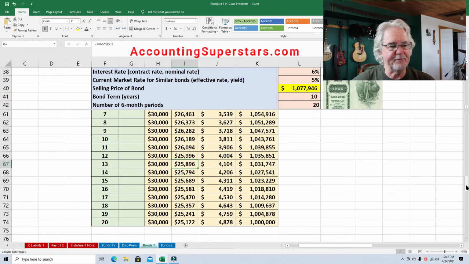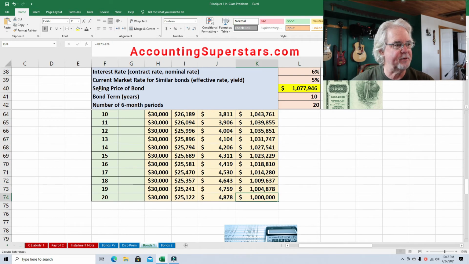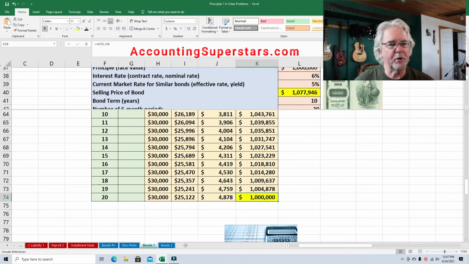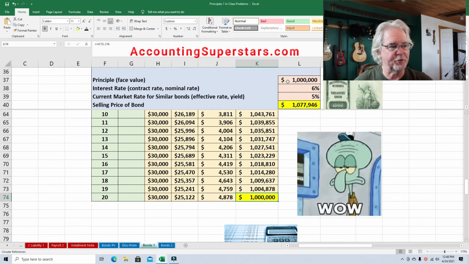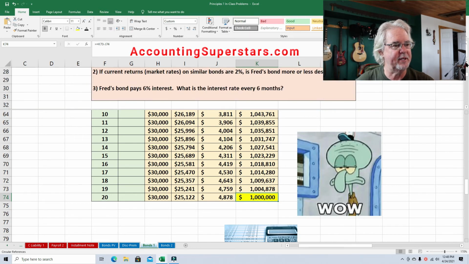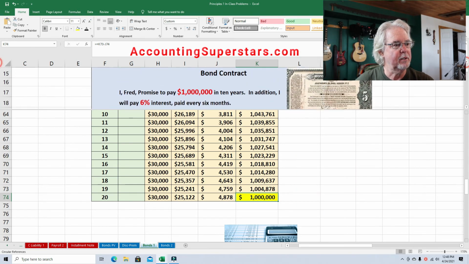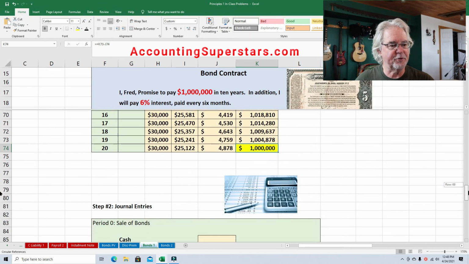Now, one thing that's pretty cool about these amortization tables, this final number is the contract amount or the principal. Remember up here it said, I, Fred, promised to pay $1 million in 10 years. So the end of the amortization table should be $1 million. Now, you might be a couple dollars off because of rounding errors, and that's okay. But if you're $100 off or $500 off or $1 billion off, you did something wrong. So it should end up being very, very close to that principal amount, the contract amount.